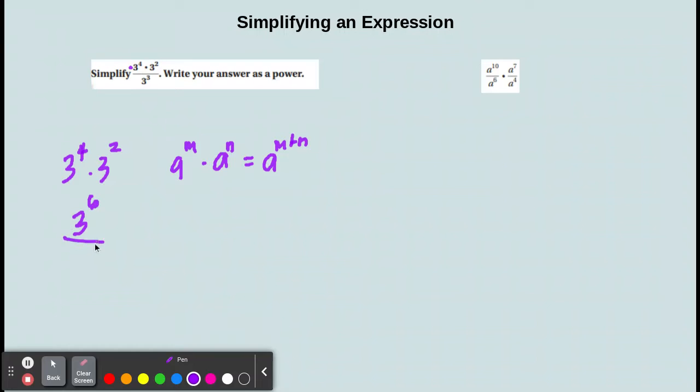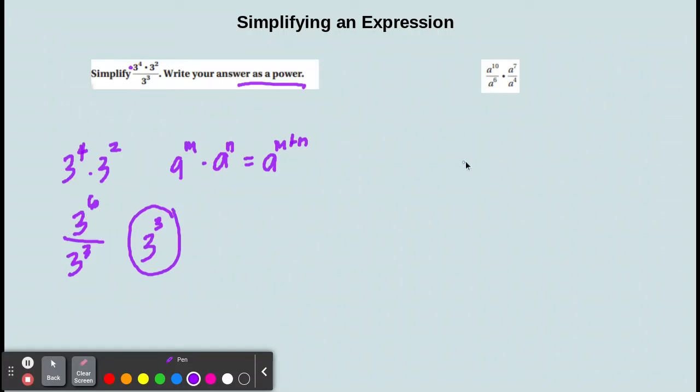So that's what our top part ends up being. Now our bottom part, we're leaving it the same. So now we just need to do what? We need to subtract, because that's what the quotient of powers property says. So our answer is 3 to the 6 minus 3, which is 3 to the 3rd power. And we're writing our answer as a power.